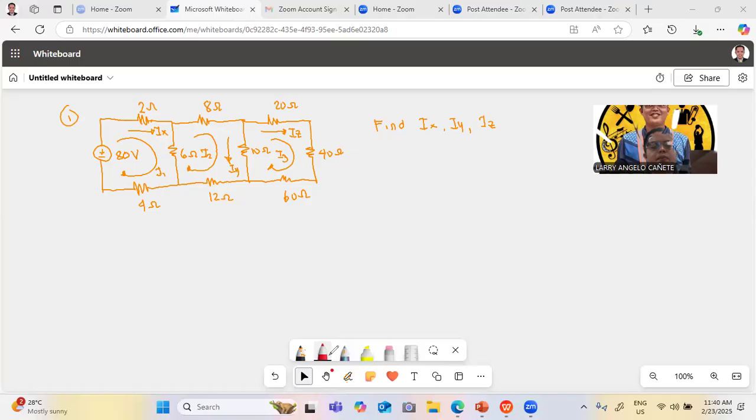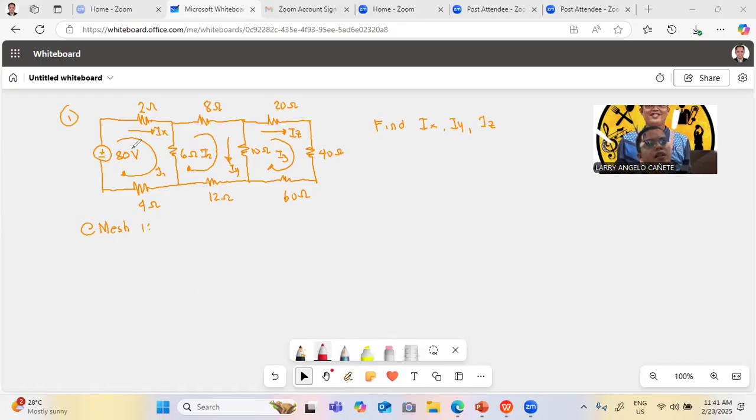Okay? So we apply now the KCL, then solve for the equation. So this is my technique, sana makatulong ito kung saan ko kinuha or paano ko kinuha yung equation. Hopefully makatulong ito. So I will solve first for the equation at mesh 1.